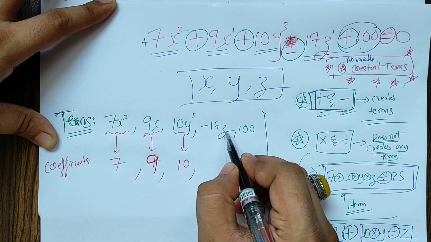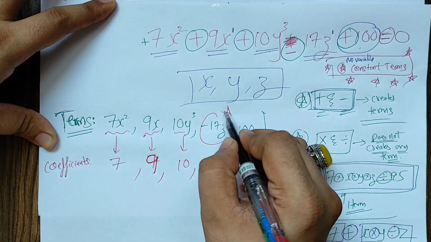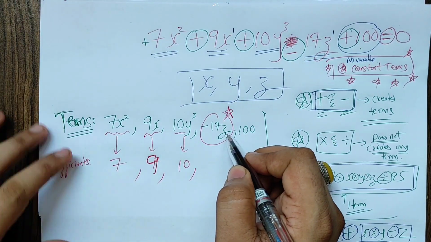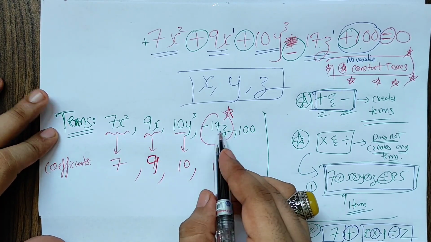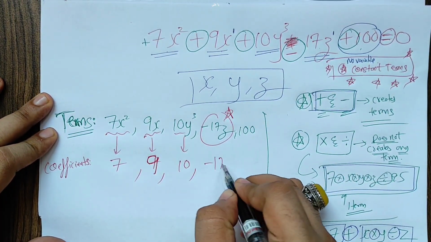Here the variable is z. Pay attention, it's an important one. Here the variable is z. So what is the number associated with the variable? It's minus 17. Don't say plus 17.